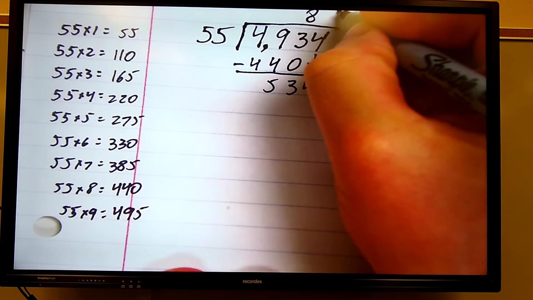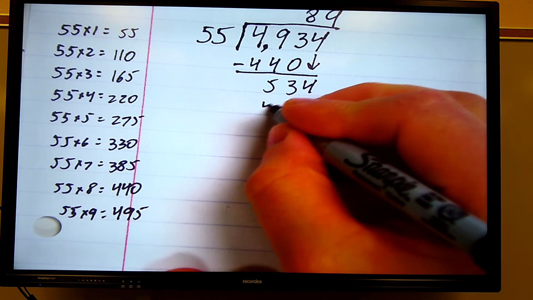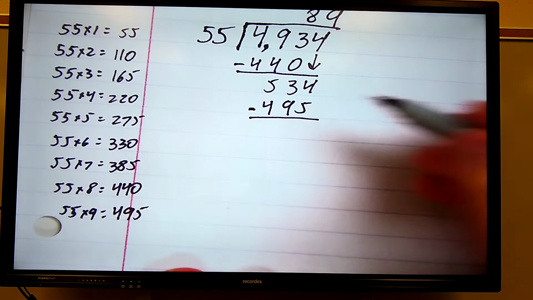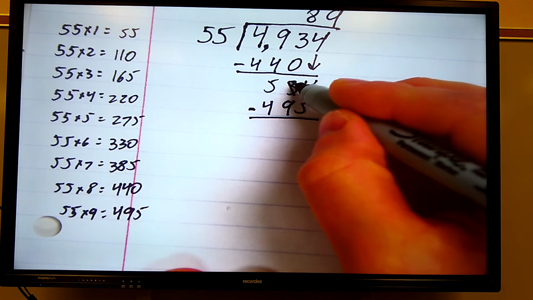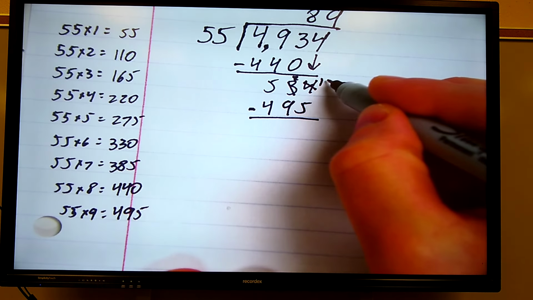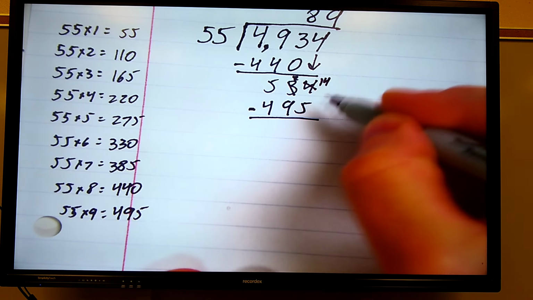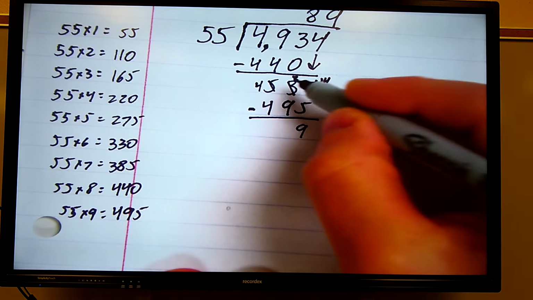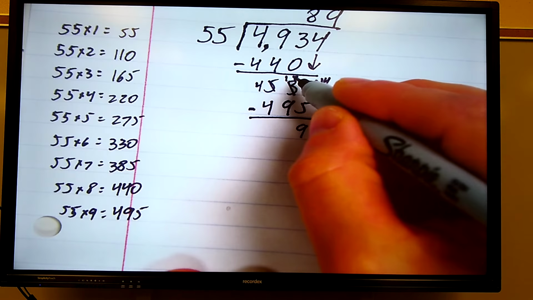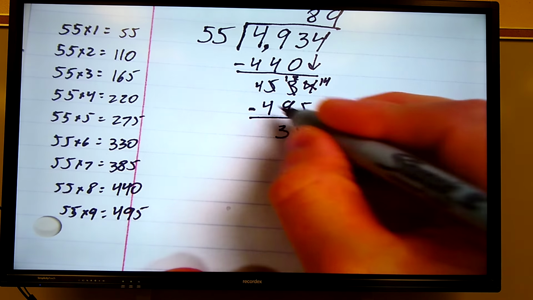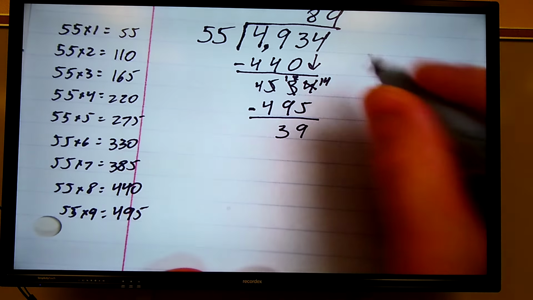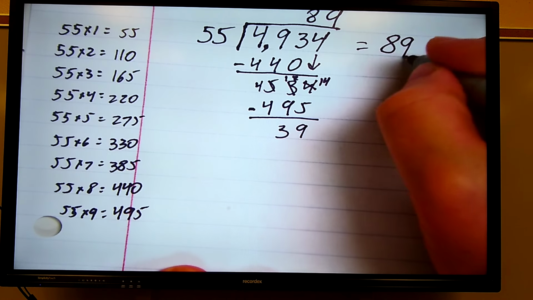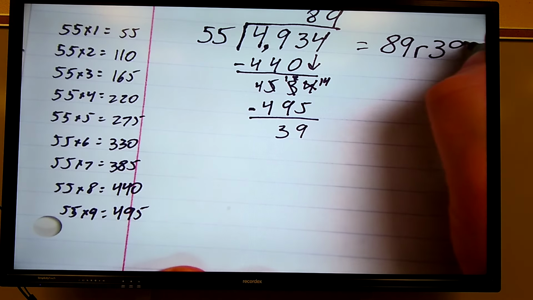9 times 55 is 495, and I must subtract again. 4 minus 5, I can't do it. I have to borrow. The 3 becomes a 2. The 4 becomes a 14. 14 minus 5 is 9. I can't subtract 2 minus 9. That becomes a 4. The 2 becomes a 12. 12 minus 9 is 3. 4 minus 4 is 0. Nothing left to bring down. This one does have a remainder. Our quotient is 89, remainder 39.